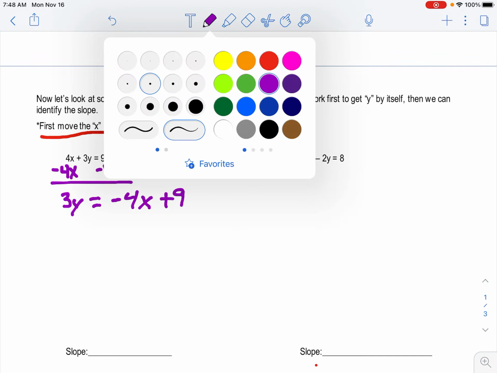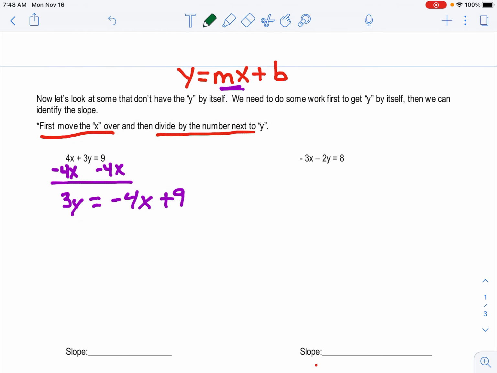So first step is to move over the x and rewrite it in the order of our equation. Now I'm going to go back and divide everything on both sides by 3. That will get those to cancel. I'll be left with y equals negative 4 over 3x plus 9 divided by 3 is 3.